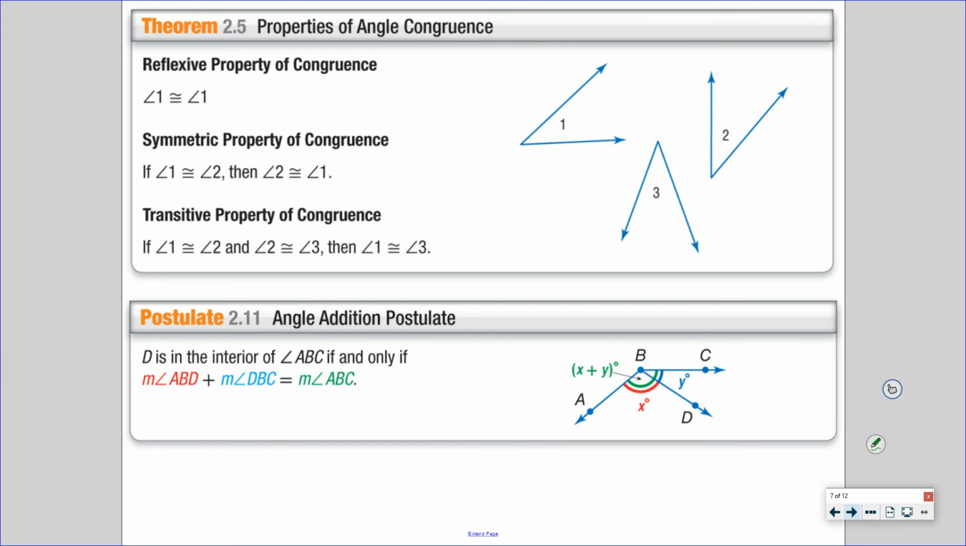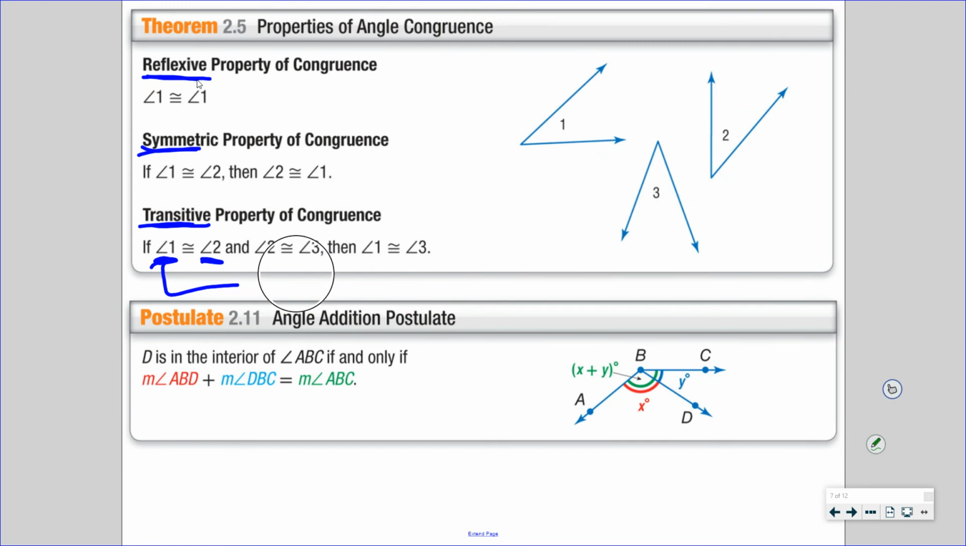So let's talk about some properties, postulates, and theorems with angles. Okay, here's these 3 words again: reflexive, symmetric, and transitive. So this would apply for angles as well. Obviously, angle 1 is congruent to itself, any angle. Symmetric. If we know angle 1 is congruent to angle 2, then angle 2 is also congruent to angle 1. We can flip-flop that. Transitive. If angle 1 is congruent to angle 2, and angle 2 is congruent to angle 3, then 1 would have to be congruent to angle 3.